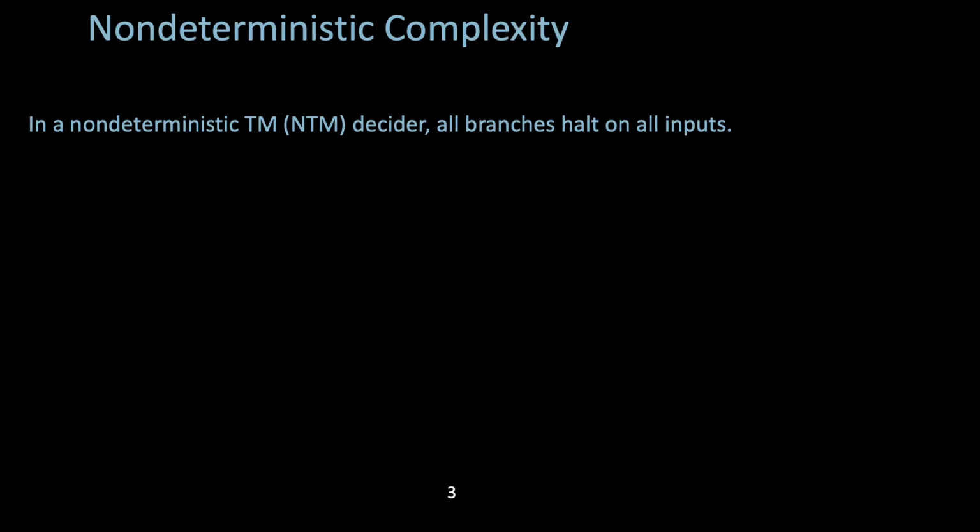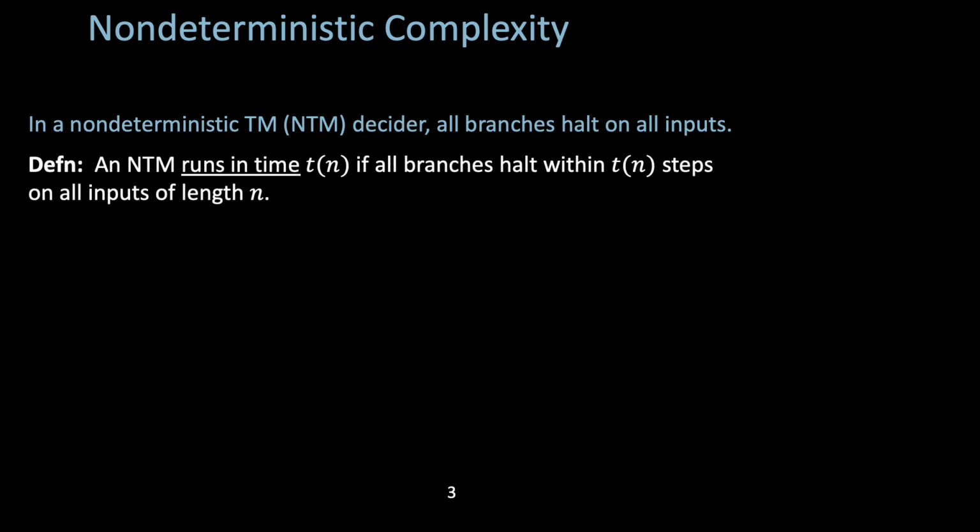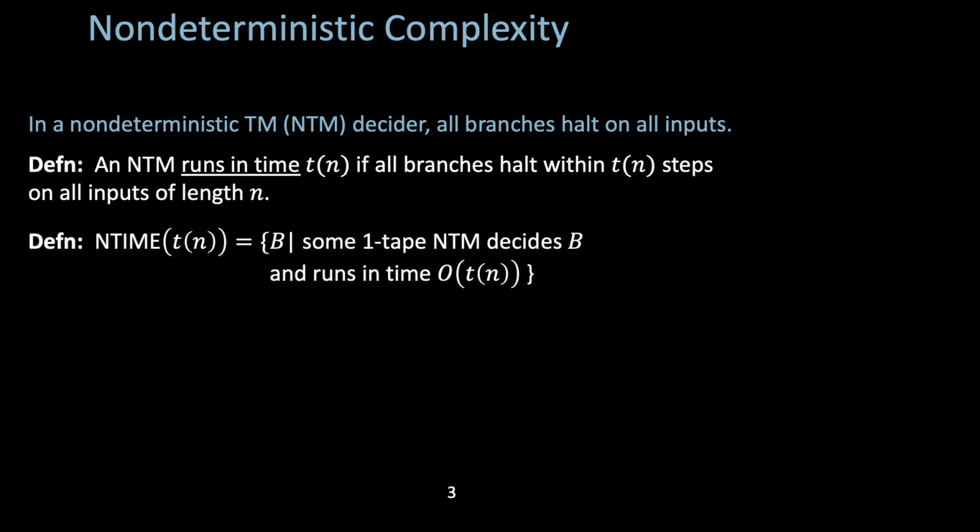In a non-deterministic Turing machine decider, all branches halt on all inputs. The definition of NTIME is going to be the set B of problems where some one-tape non-deterministic Turing machine decides B and runs in time O of T of n. We are starting to think of B as a problem, so we want to provide a solution to an instance of a problem in time O of T of n.